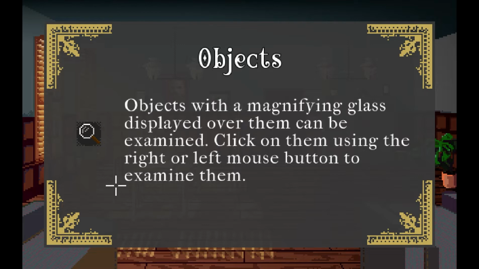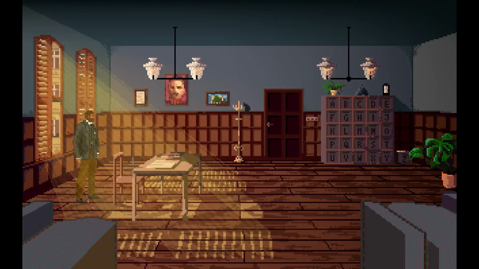Objects. Objects with a magnifying glass displayed over them can be examined. Click on them using the right or left mouse buttons to examine them.